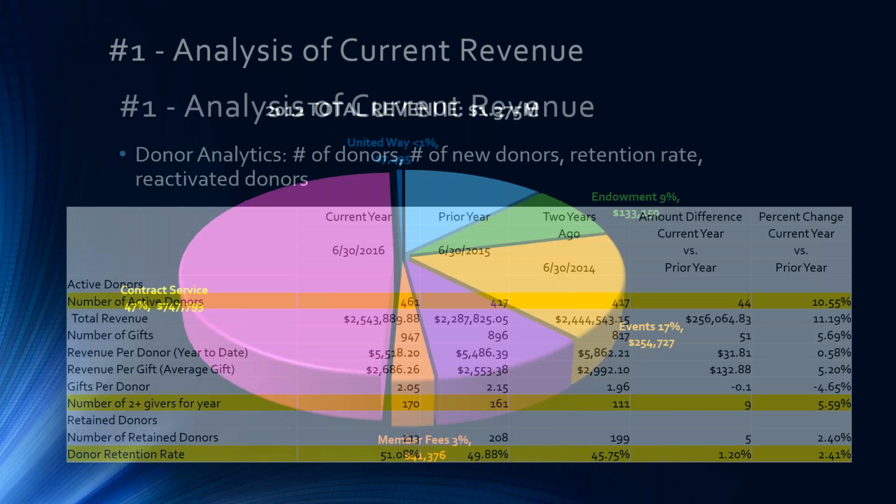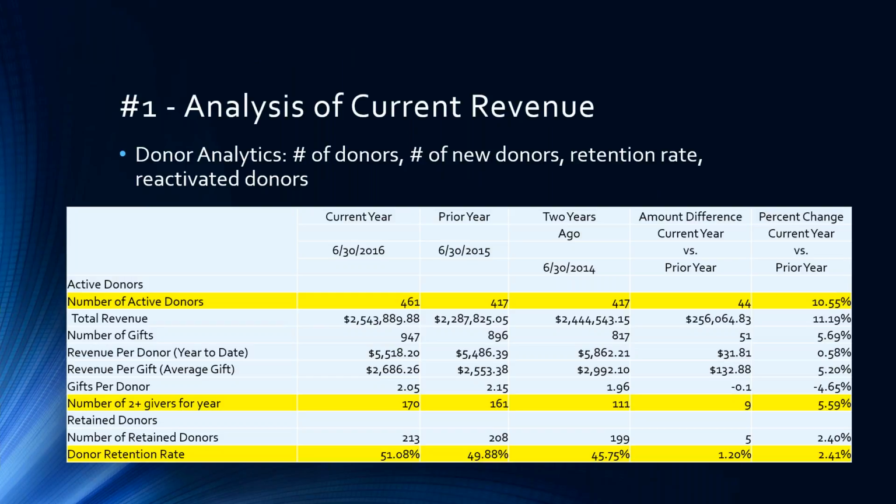I don't know how many folks on the call use Donor Perfect or not, but this is a snapshot of our last fiscal year from a canned report right out of Donor Perfect. If you're using Donor Perfect, I would suggest you look at this report. It's a very easy way to look at some real key metrics. And this is just a snapshot of the data.